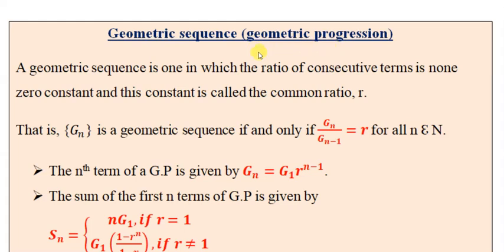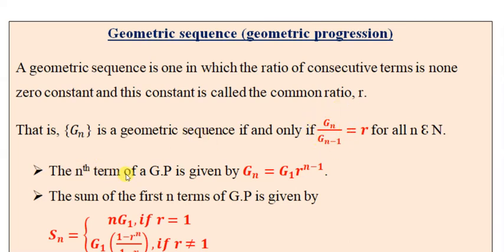We call it geometric progression. A geometric sequence is one in which the ratio of consecutive terms or successive terms is a non-zero constant, and this constant is called the common ratio and denoted by r. That is, for this sequence {Gn} to be a geometric sequence, Gn over Gn minus 1 must be equal to r for all n an element of natural numbers. That means Gn and Gn minus 1 are successive terms of the sequence.